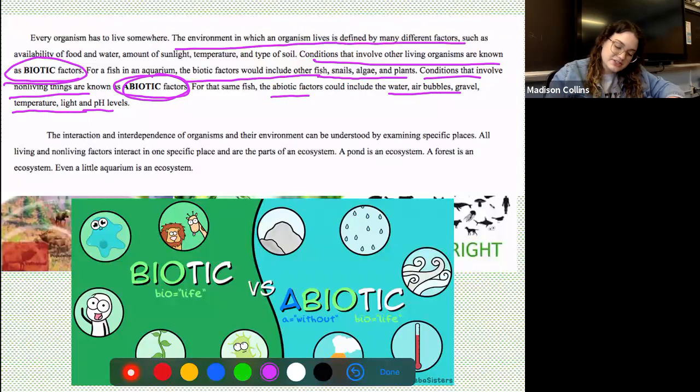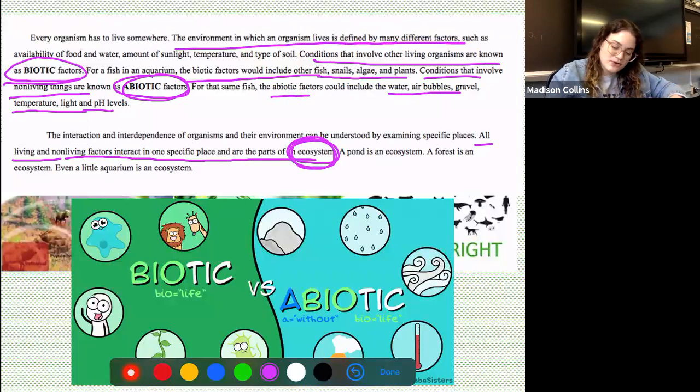The interactions and interdependence of organisms in their environment can be understood by examining specific places. All living and non-living factors interact in one specific place and are the parts of an ecosystem. Oh, there's that word. So a pond is an ecosystem, a forest is an ecosystem, even a little aquarium is an ecosystem. So when we see this word ecosystem, we're talking about an environment and specifically the interactions of the biotic and the abiotic factors in that environment and how it keeps life afloat.